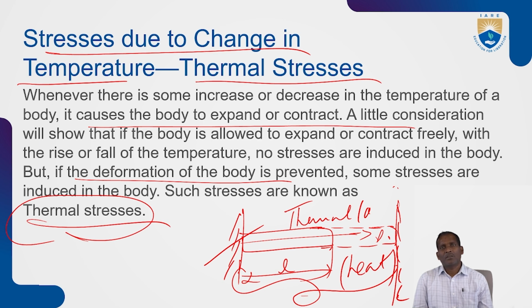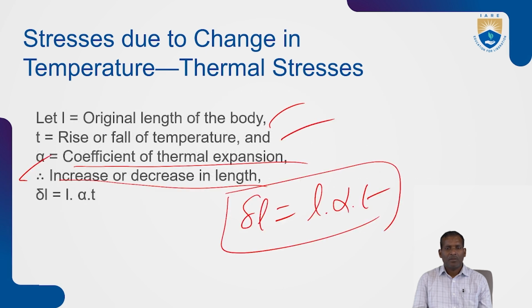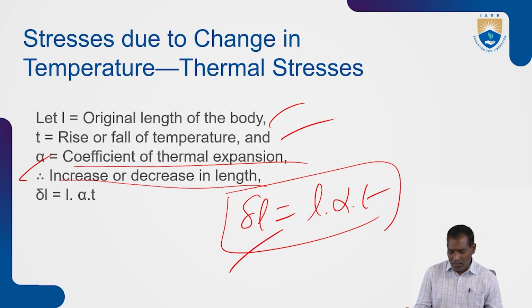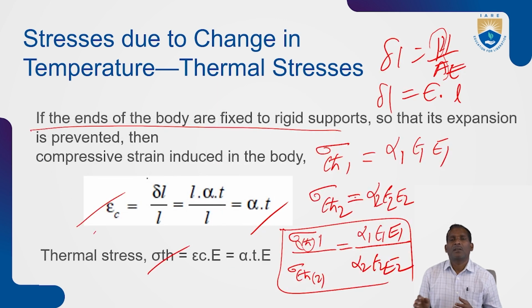If you keep on heating, it will expand. No stresses are induced in the body. Whenever you prevent it, the deformation of the body will be stopped. These types of stresses are called thermal stresses. For stresses due to change in temperature, delta L is L alpha T, you have seen, and also you have calculated thermal stress 1 and thermal stress 2 when the composite was subjected to this temperature. In the coming sessions, we will see problem solving on these topics.